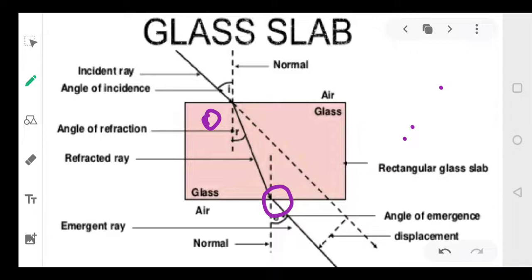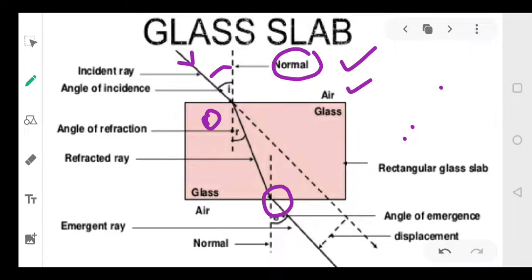This ray is your normal ray. Okay? And this ray is your incident ray. Right? This ray is your incident ray, this ray is your normal ray, and this point is the point O. And what is this angle called? This angle is called angle of incidence. What do you call this angle? Angle of incidence. Right?